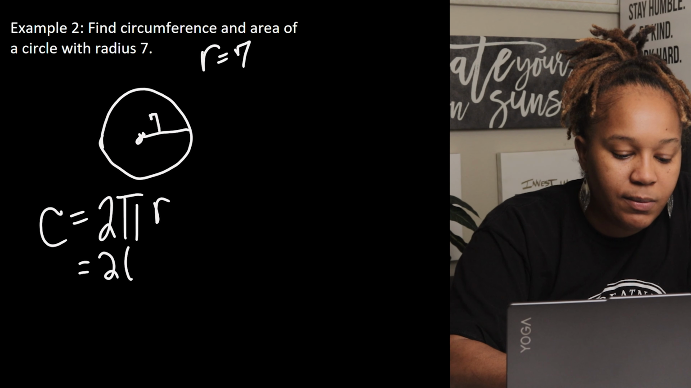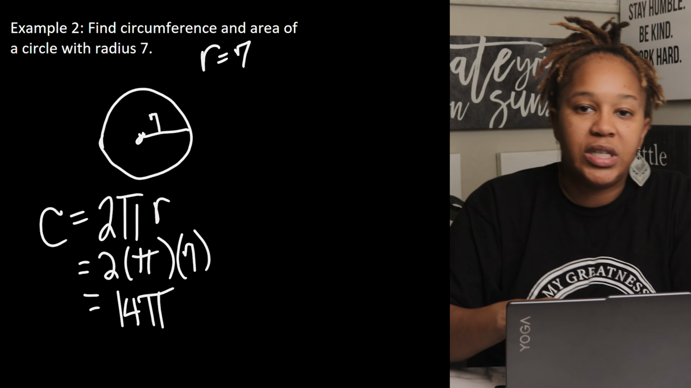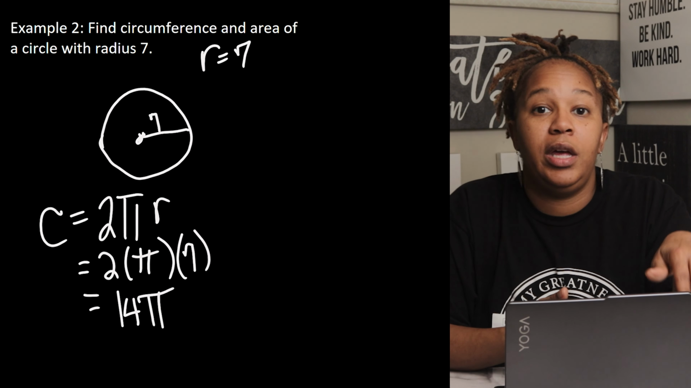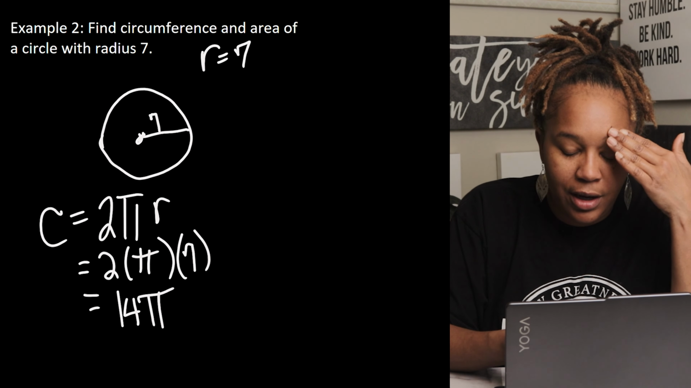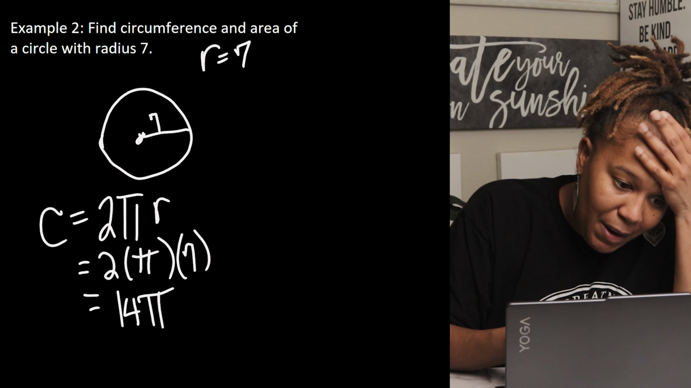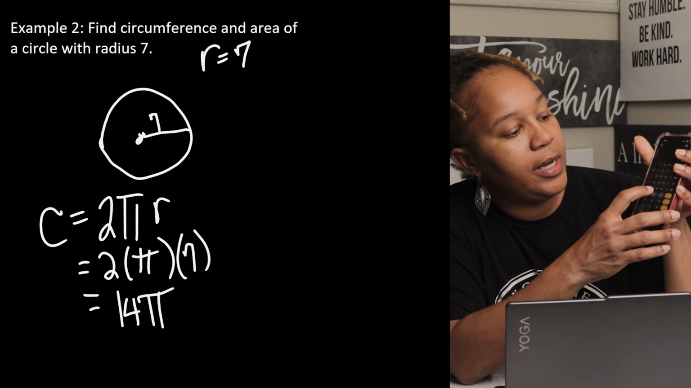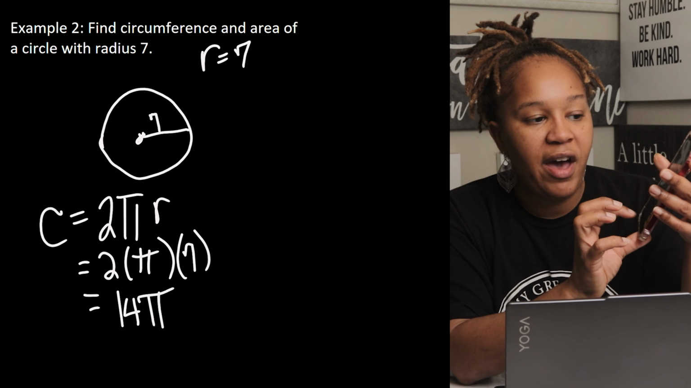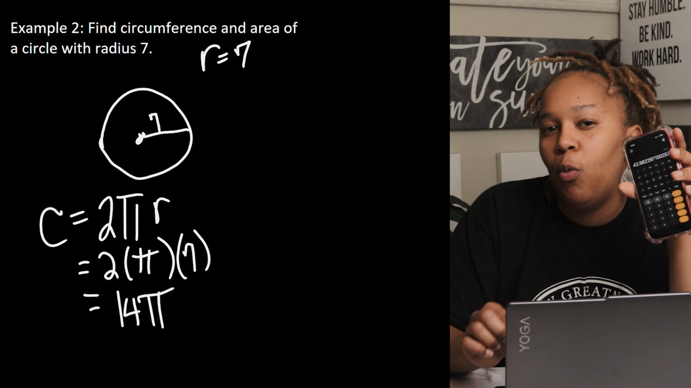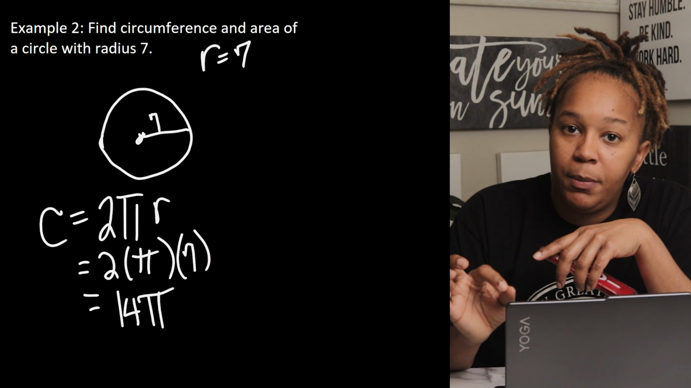2 times pi times 7, which ends up being 2 times 7 is 14. That ends up being 14 pi. Now, there is a built-in calculator in the test when you take it. You won't be able to use an outside calculator. And I can't remember if it has a pi button, but if it has a pi button, like I'm using my phone, it has a pi button on it, then you would just do 14 times pi. But if it doesn't have a pi button, then you have to use the 3.14 value for pi. So that's something you also need to know, that pi is 3.14.